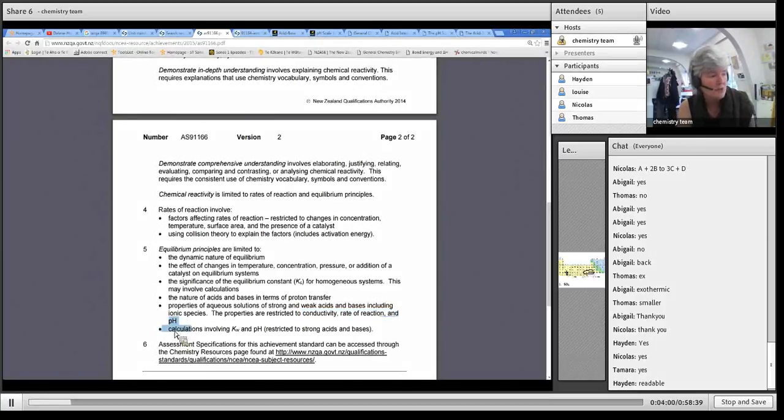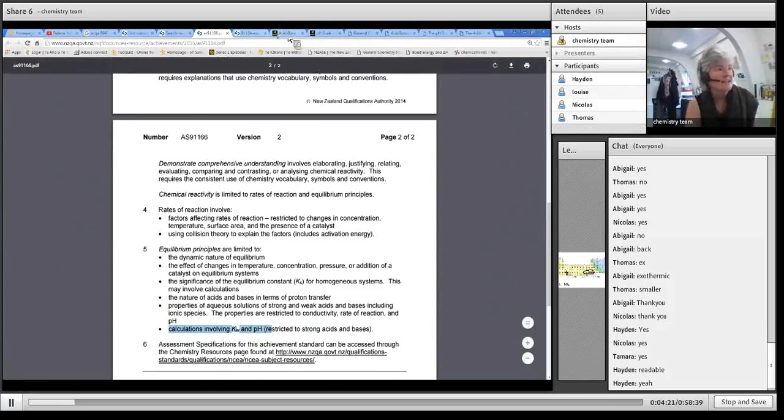And then we do calculations. We've already done some calculations with an equilibrium constant, but we'll also be doing pH calculations. So that's the standard. Do you think it's all pretty doable? Yeah, great. Okay, so let's look at acids and bases.